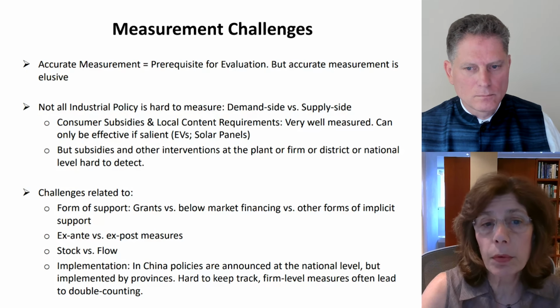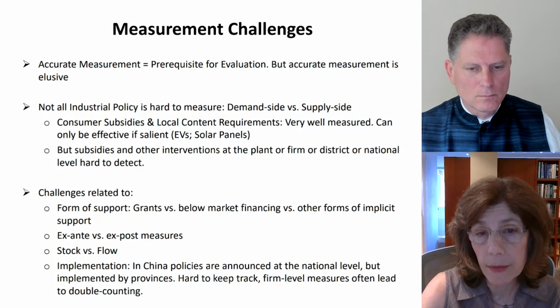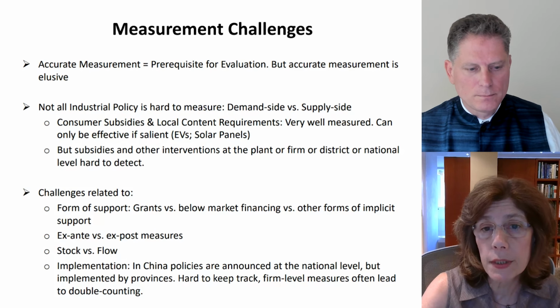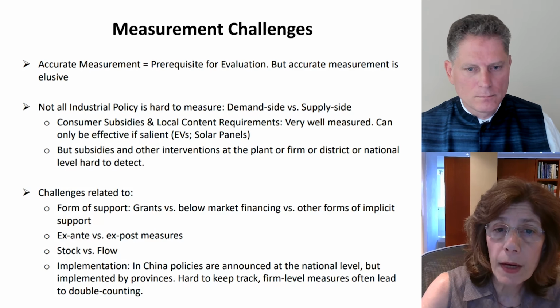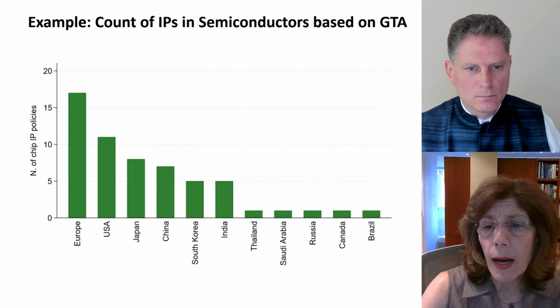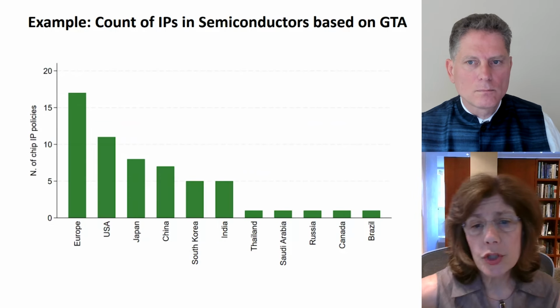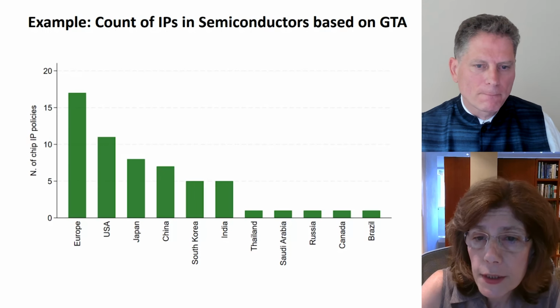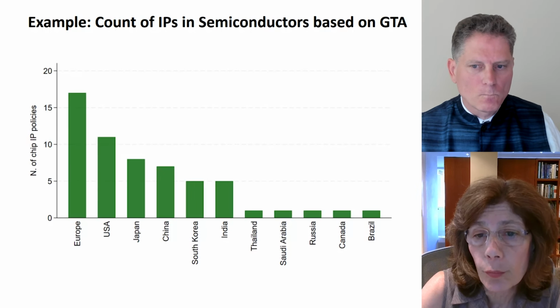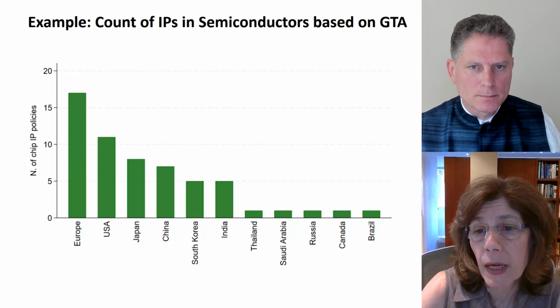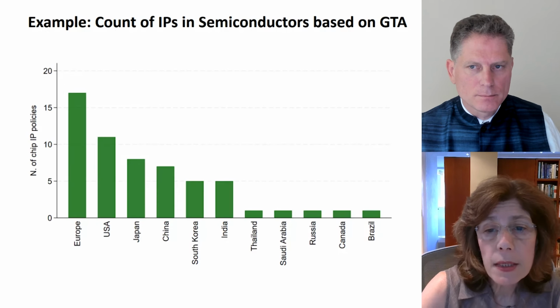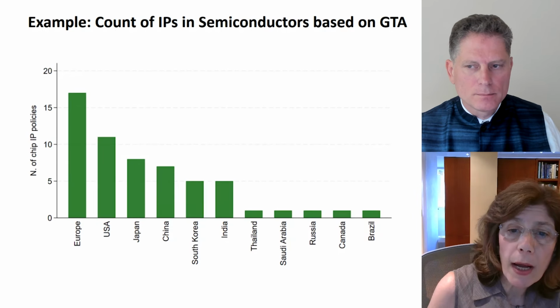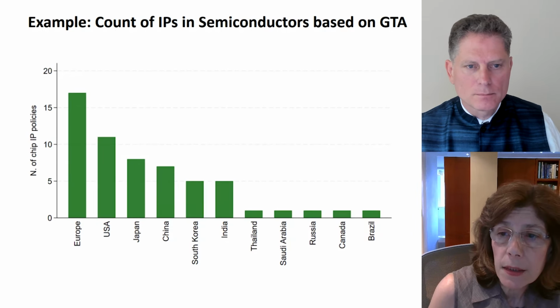Sometimes people double count the policy that's announced at the national level and also the policy at the firm level. And so just to give you some sense of how all these issues play out, here are some graphs from the industrial policies that have been applied in semiconductors. These measures are derived by applying text analysis on the global trade alert database.